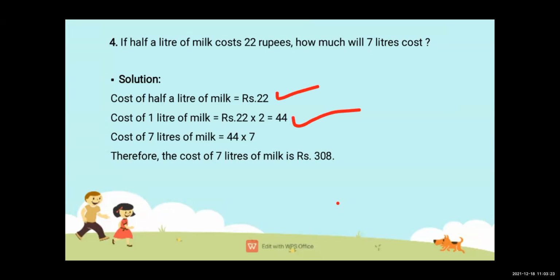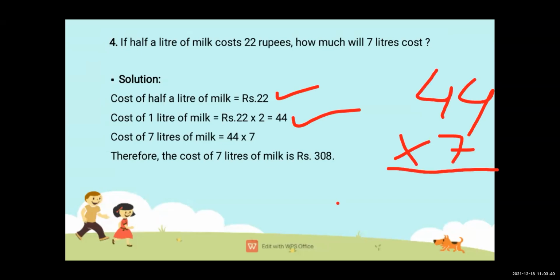We have to find out the cost of 7 liter of milk. If we know the cost of 1 liter milk is 44, easily we know that the cost of 7 liter of milk will be 44 multiplied by 7, because we know 1 liter cost is 44. Now what we will do? We'll multiply 44 by 7.